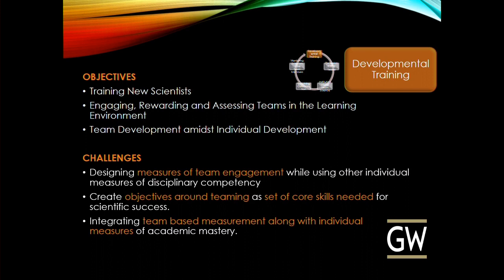The challenges, of course, are how do we measure team engagement and effectiveness. This has come up. What are the objectives around teaming and the set of core skills needed? Do you have clearly in your mind what the teaming skills are that you and your team should be embracing, exercising and sharpening up at all times so that you can be a scientific team? And then, of course, the measurement, along with the individual and also the team level measurement, that's going to give you some insight into whether you're in fact meeting the mark.